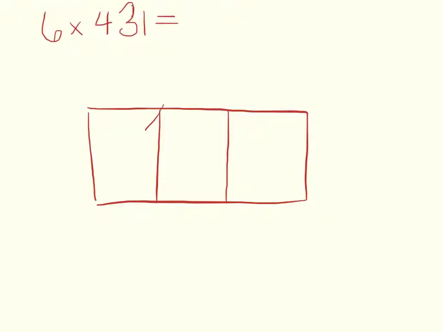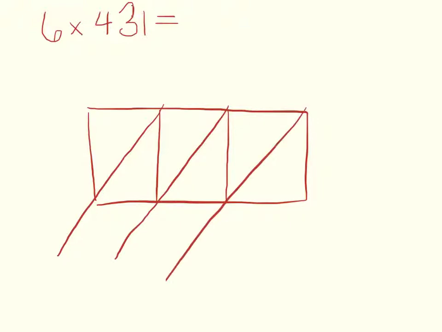And we're going to place our lattice marks. They go the same way every time. Our 6 is going to be right here. And our 431 is going to be 431. 6 times 431. And each one of these columns is kind of like a place value column that we use in other forms of math.